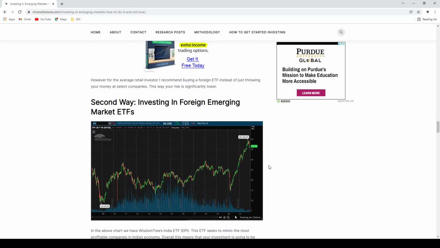The second way of investing in foreign emerging markets is getting an ETF that's just focused on that market, right? And there's ones for emerging markets everywhere. Going back to India, WisdomTree is the EPI. I think it's the top 100 companies, just based off total revenue.